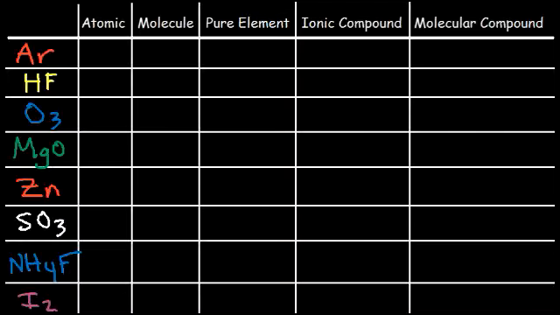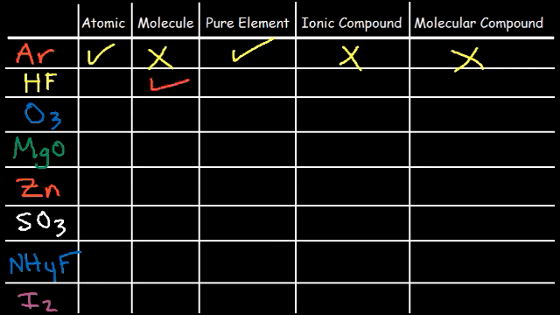So starting with argon. Argon is a noble gas, which is atomic in nature. It's composed of atoms. So argon is atomic. It's not a molecule. A molecule is composed of two or more atoms. It is considered a pure element. It's made up of only elemental argon. And it's not a compound. For it to be a compound, it can't be a pure element. A compound has to have two or more different kinds of atoms.